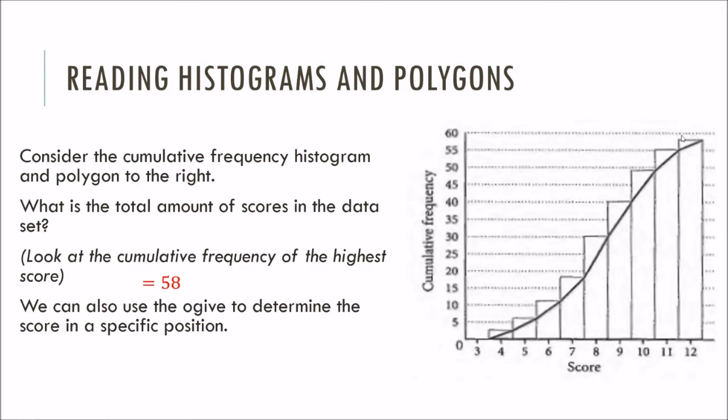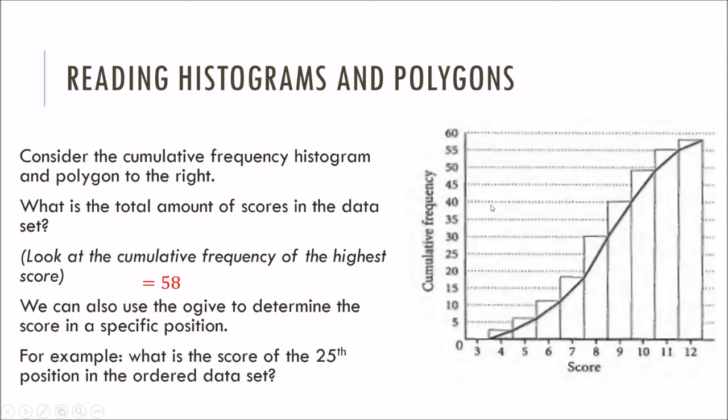We can also use the ogive to determine the position of a specific score. We want to know what the score is in the 25th position in our ordered set of data. So here's our 25. We go across to the ogive and we go straight down, and that tells us that the score in the 25th position of our ordered data set would be 8.